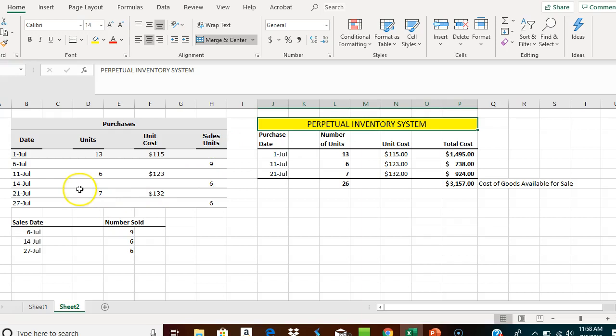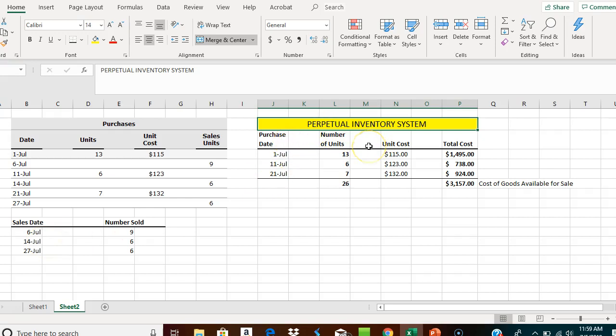So I took one of your homework problems as an example. I believe it's problem 6-28 or 6-9A. And this is what they gave you. They gave you the information for the dates, units, unit costs, and sales units. But they're combining purchase dates along with sales dates. I think it's better to take this information and separate it. So I've separated the purchases and put those over here, and the sales information is shown separately.